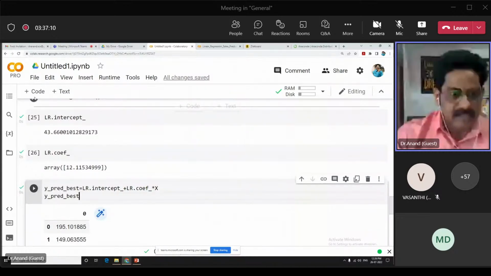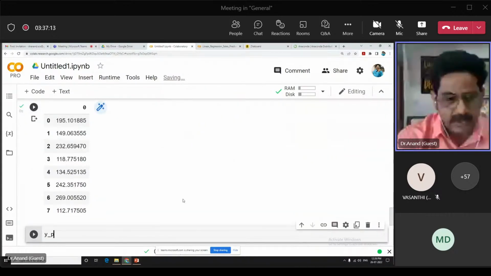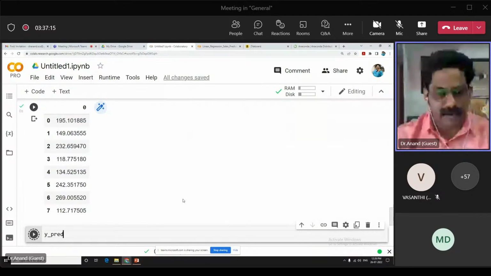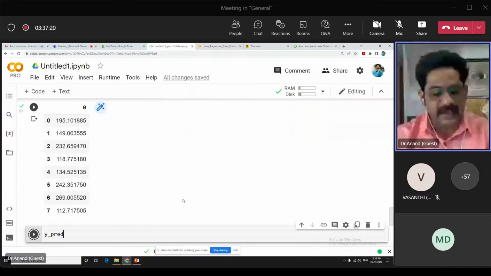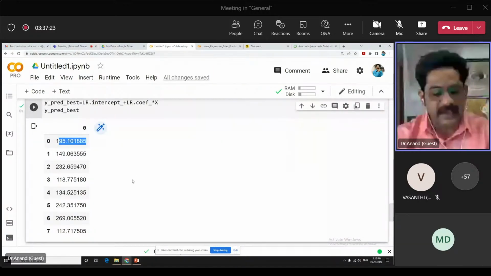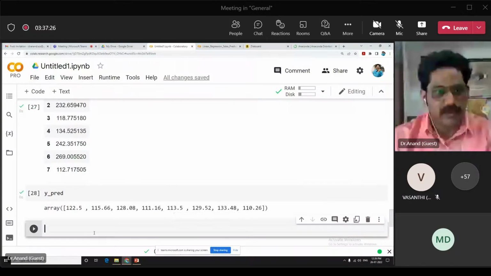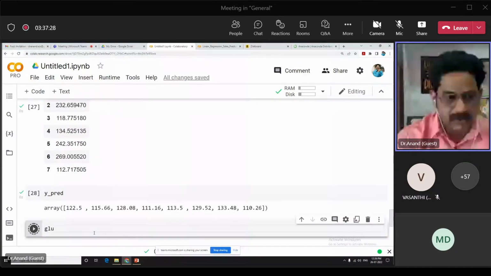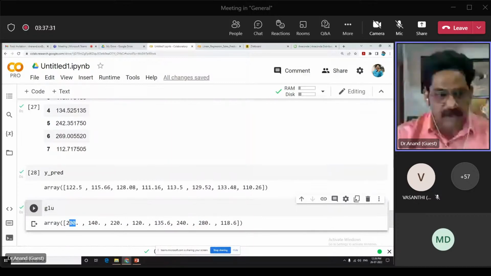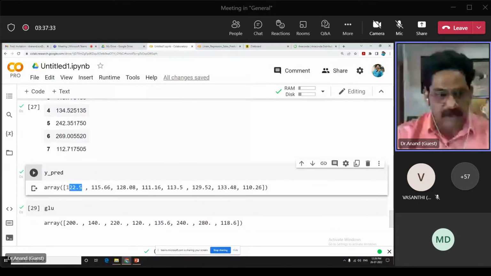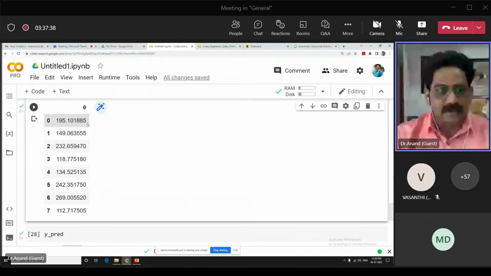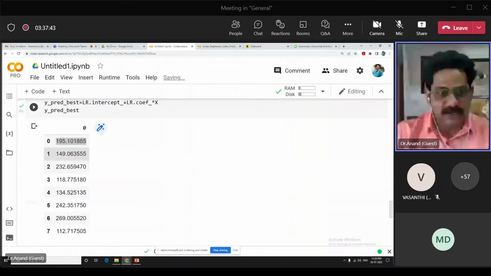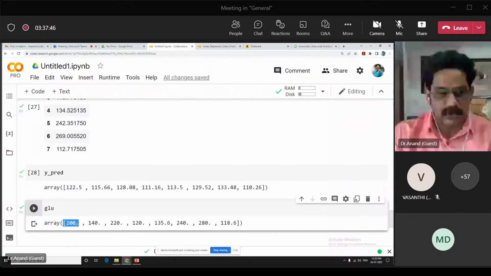You can compare the earlier y pred. Earlier y pred we did for some randomly allocated slope and intercept. What is the first value the model predicted? 195. Okay. What is the actual stored in glucose? This is actual y, right? What is the actual blood glucose? 200. With a randomly selected slope and intercept, the model predicts 122.5 milligrams, but the best fit line predicts 195.10 milligrams. The actual is 200. 195.10 is pretty close to 200.